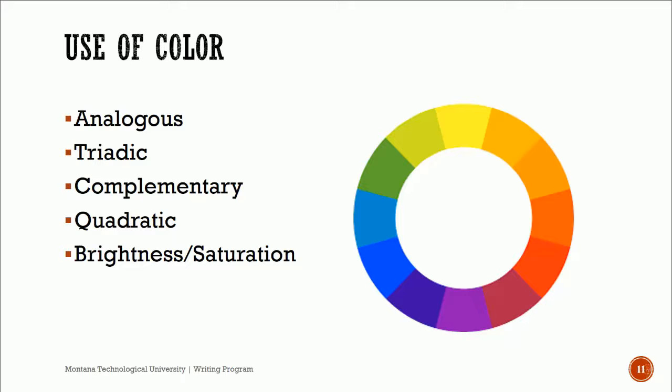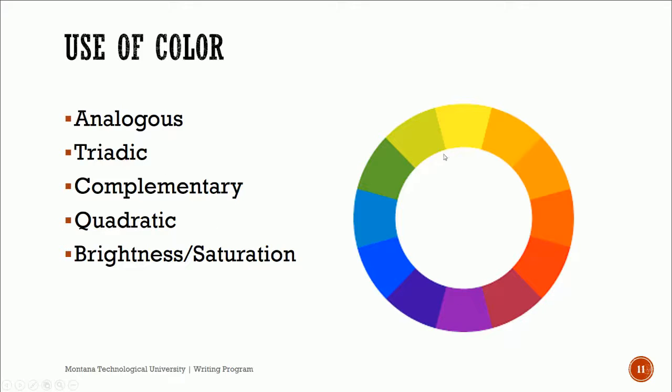And we have analogous colors. You can see a color wheel over here on the right-hand side of this slide. Analogous colors are colors that are right next to each other. Okay? These are analogous. Orange and red-orange are analogous. Purple and violet are analogous.